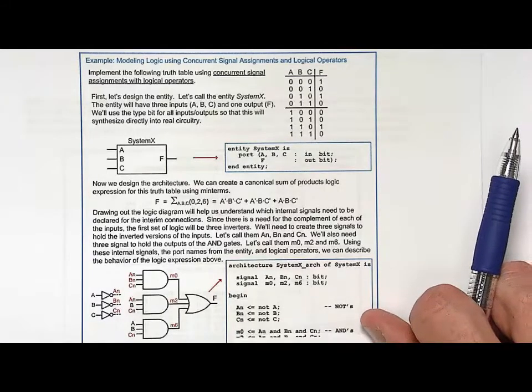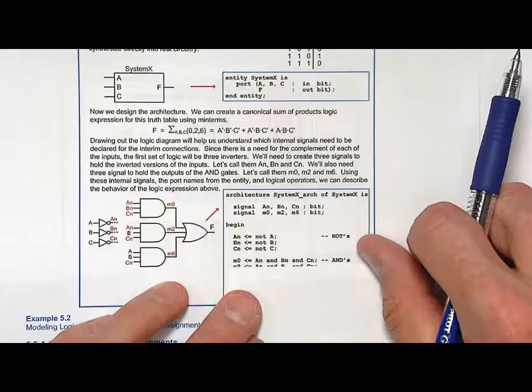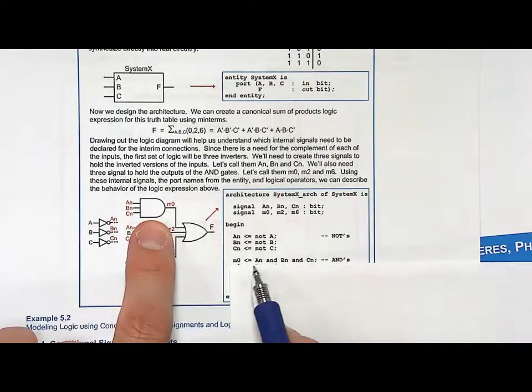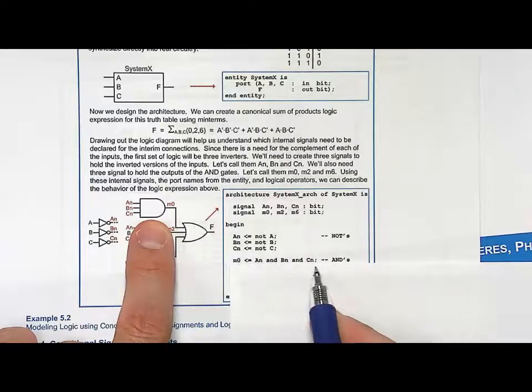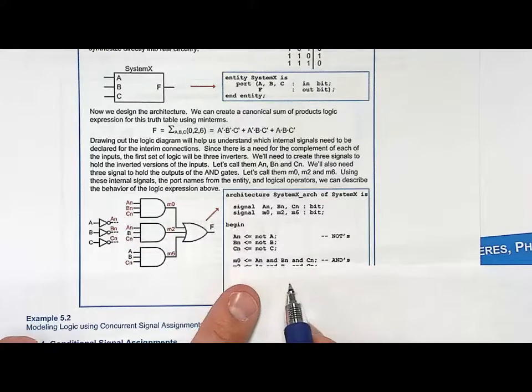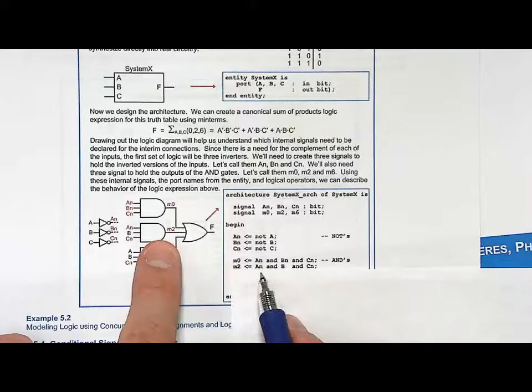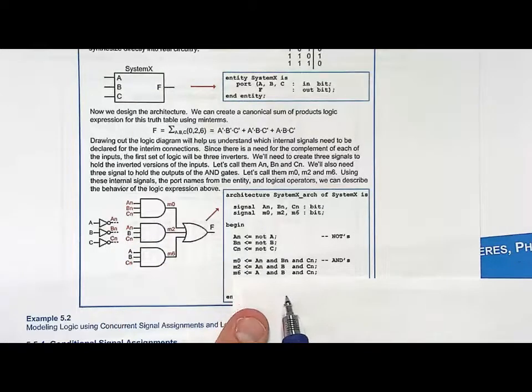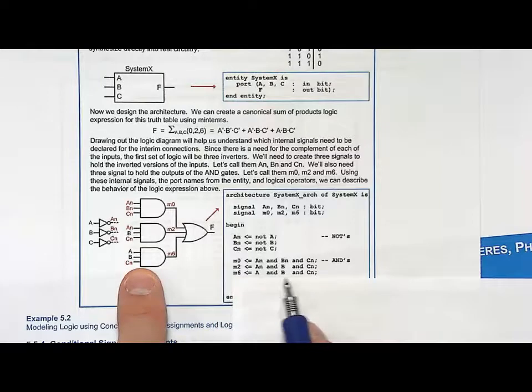Now let's look at the next ones. I'll move this up a little bit. I'm going to go M0, which is this product right here, is AN, and it with BN, and it with CN. And I've got this one right here. M2 is AN, and it with B, and it with CN. Finally, M6 is A, and it with B, and it with CN.